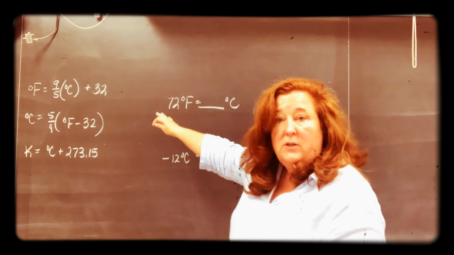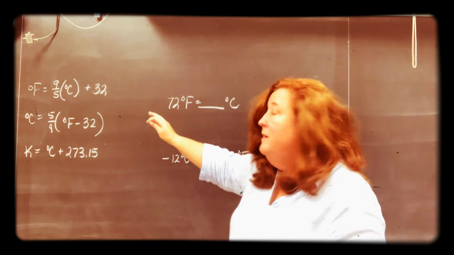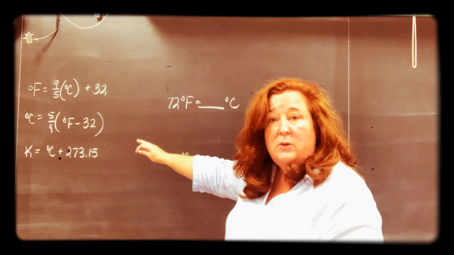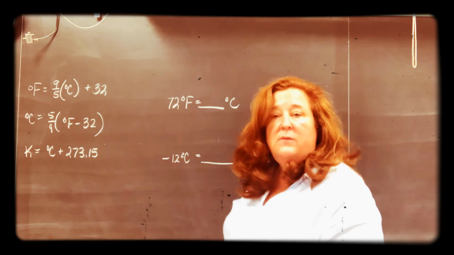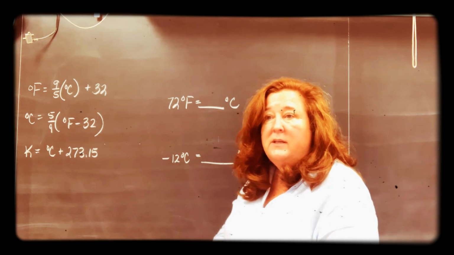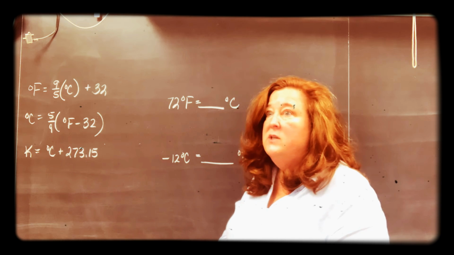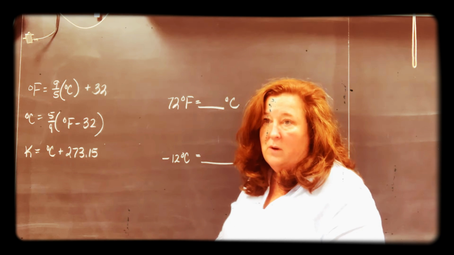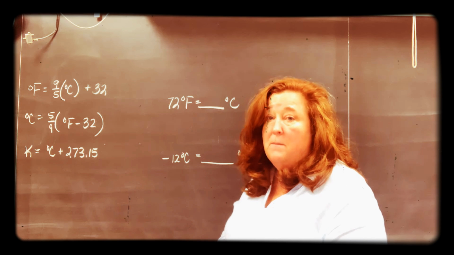So the first equation you use if you want to change to Fahrenheit, the second one you use if you want to change to Celsius, and the third one you use if you want to change to Kelvin. Kelvin is called the absolute temperature scale because you should never get an answer that's less than 0. At 0 Kelvin, nothing moves.